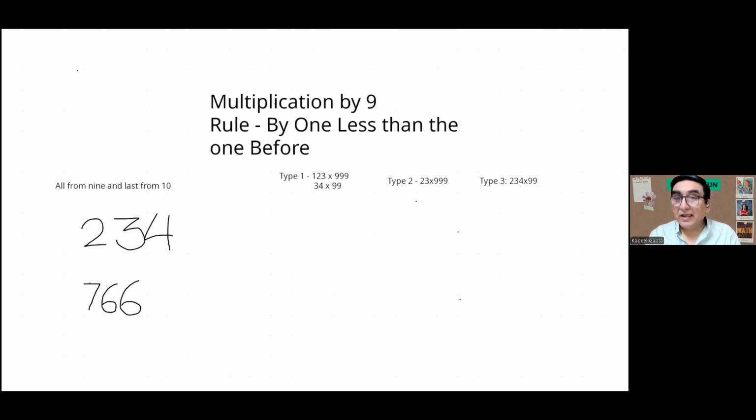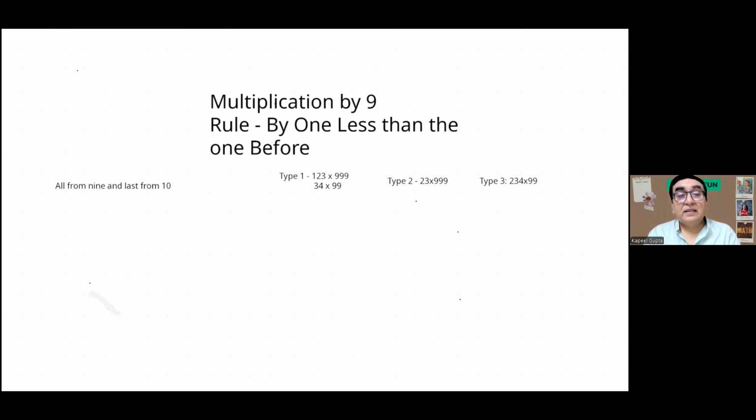Let me just tell you again. If I have to find the complement of 234, I subtract 2 from 9, so I get 7, subtract 3 from 9, then I get 6. The last is from 10, so 10 minus 4, that is 6. Simple. So now let's go on to our main multiplication trick. Now, let me erase this first.